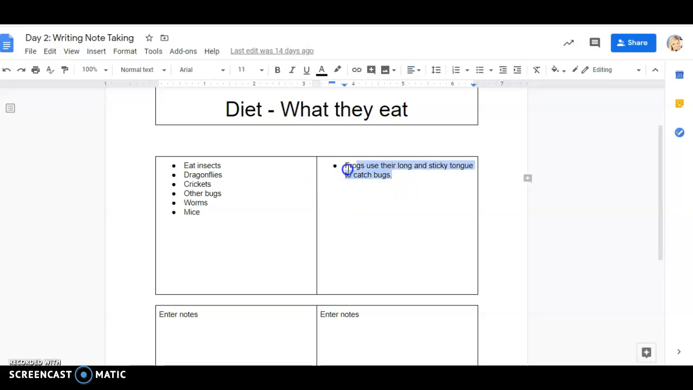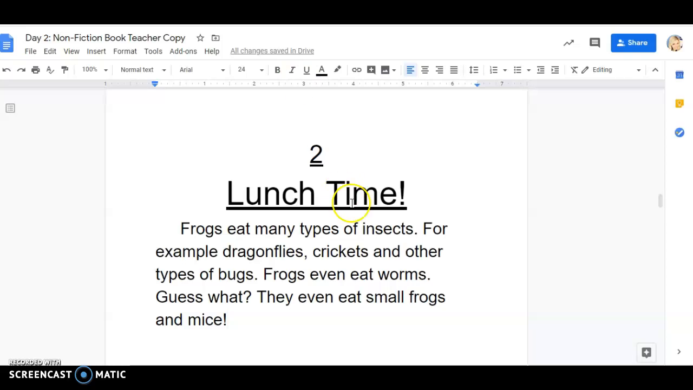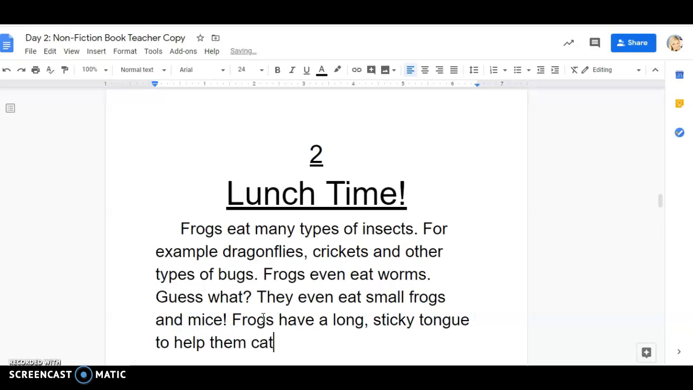Now I can talk about how they catch bugs. That goes along with what they eat. That makes sense to go into lunchtime. Oops. Make sure I'm clicking the right spot. Frogs have a long, sticky tongue. Now remember, you want to give as many details as you can because you're teaching somebody about this topic. To help them catch insects.